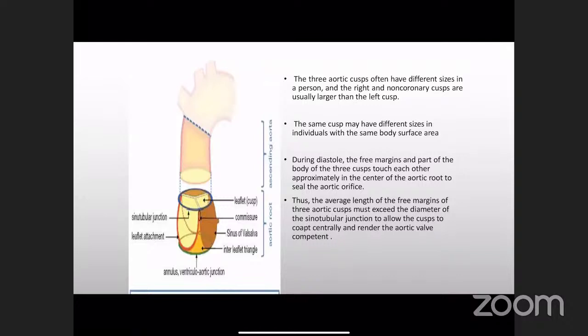The same cusp may have different sizes in individuals with the same body surface area. But during diastole, the free margin and part of the body of the 3 cusps touch each other approximately in the center of the aortic root to seal the aortic orifice. On average, the length of the free margins of the 3 aortic cusps must exceed the diameter of the sinotubular junction to allow the cusps to coapt centrally and render the aortic valve competent.